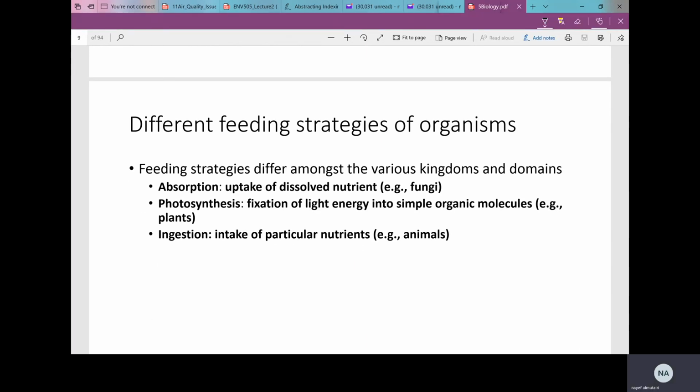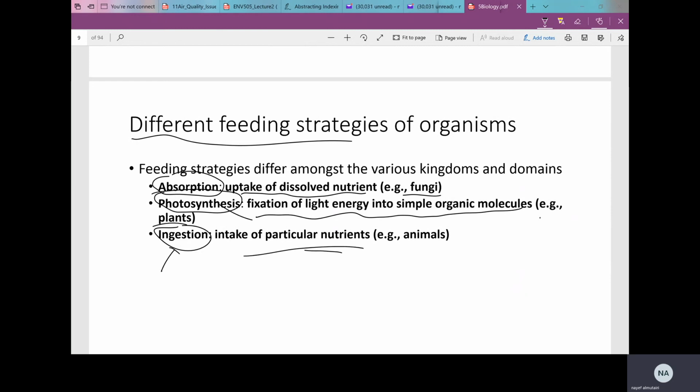These are the feeding strategies for microorganisms. It's like us. The only way we eat is through our mouth. Well, for these microorganisms, there are several various strategies for feeding. It's either absorption, photosynthesis, or ingestion, like us. Absorption is the uptake of dissolved nutrients, like fungi. Photosynthesis is the fixation of light energy into simple organic molecules, for example, plants. And ingestion is the intake of particulate nutrients, like animals and humans.